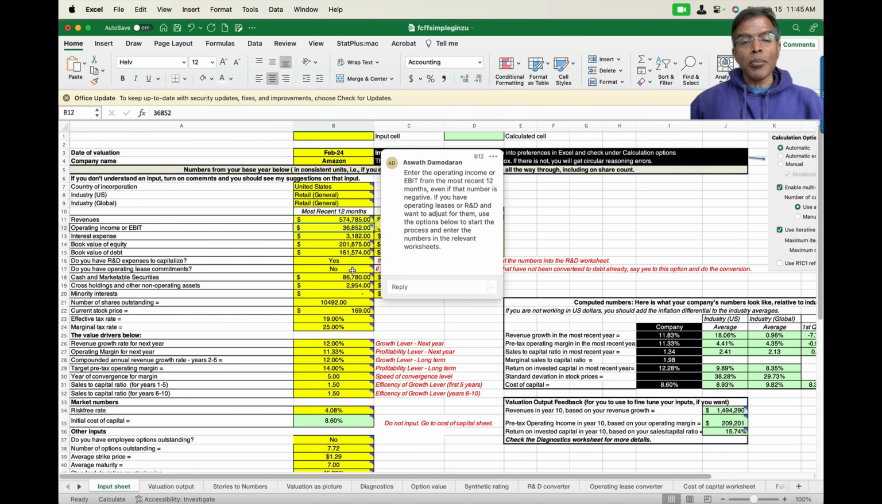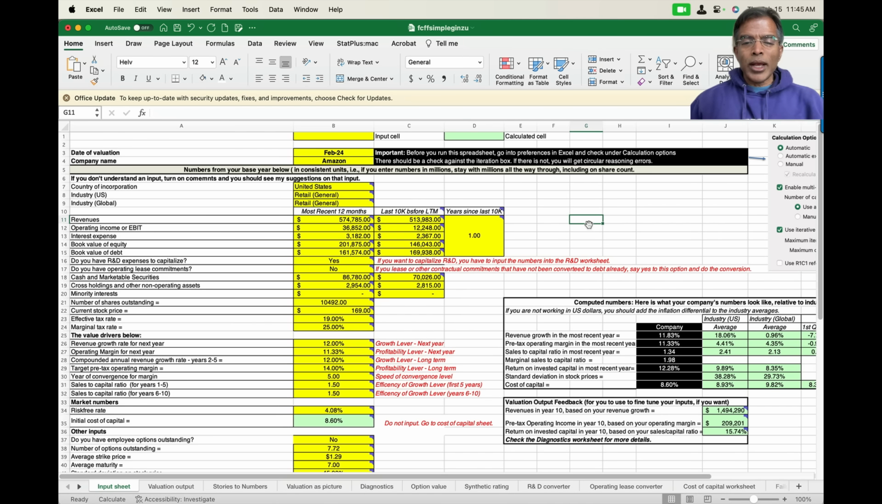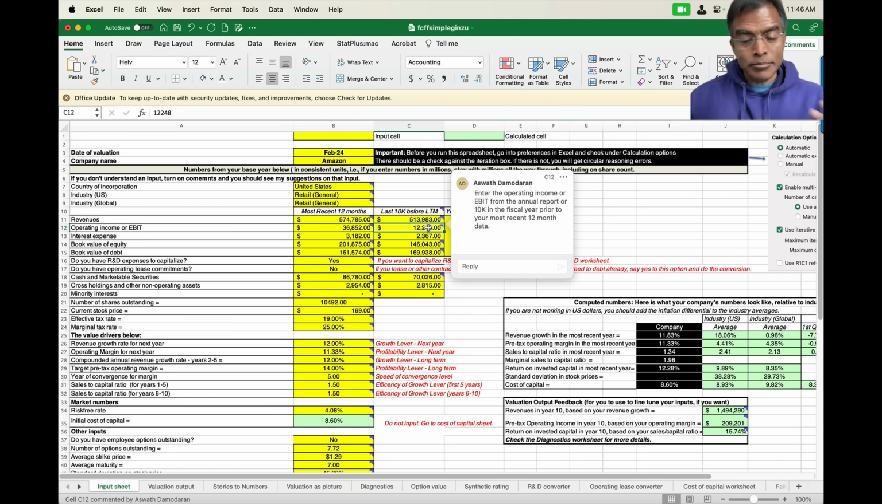Second input I ask you for is operating income. Now, when you do valuation, you have to get comfortable with the differences between different measures of income. Gross income, operating income, net income, they're not all equivalent. They're very different numbers. I'm asking for operating income or earnings before interest and taxes. So go down the income statement, below the gross income line, but above the net income line. So before interest income, interest expenses, other income, you'll usually see an operating income line item. There again, I enter the most recent year and the year before. And again, because it's an annual report, it's 2023 numbers for the most recent 12 months. Last 10K will be 2022.